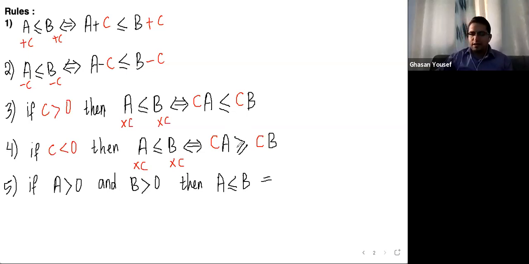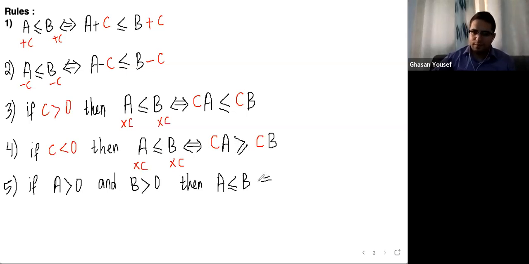I get a question from Eric: why is this sign changed from less than or equal to greater than or equal? The answer is because the number is negative. If I multiply both sides of the inequality by a negative number, I have to flip the sign. If here it is less than or equal, here it should be greater than or equal.